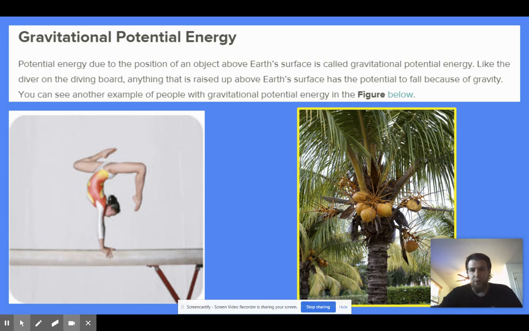So on the right here, with coconuts in the tree, all those coconuts hanging up there have potential energy. They have gravitational potential energy because once they fall off of there, gravity is going to pull them down to the Earth at a certain speed, and then that potential energy is converted into kinetic. So that is one form of potential energy, gravitational, just due to the Earth's gravitational pull.